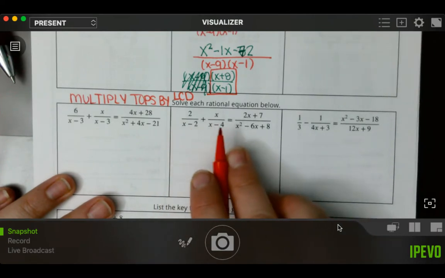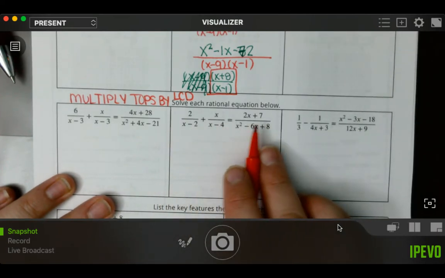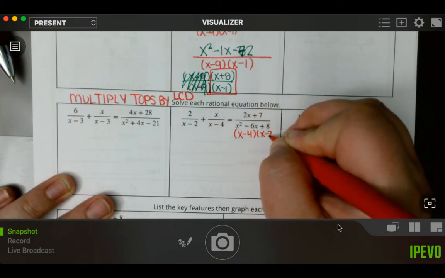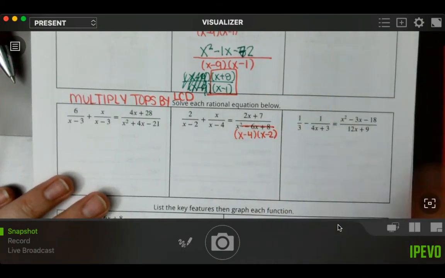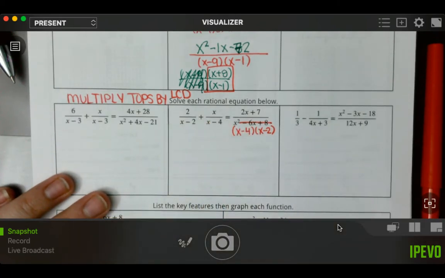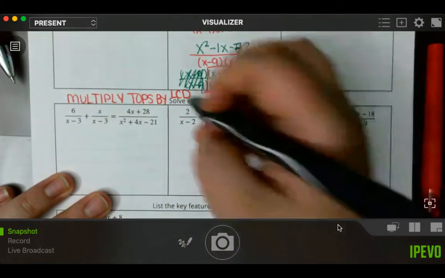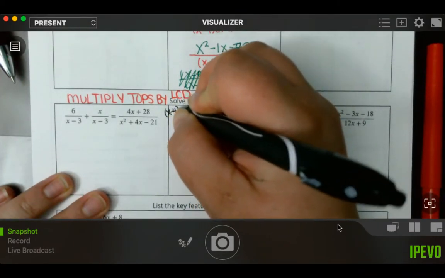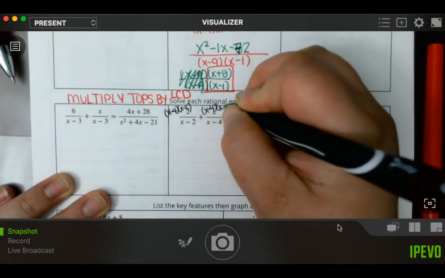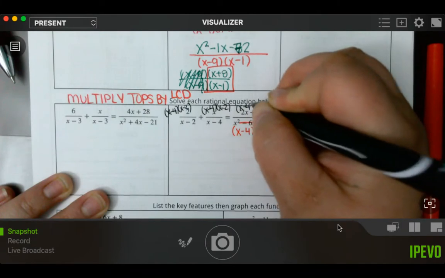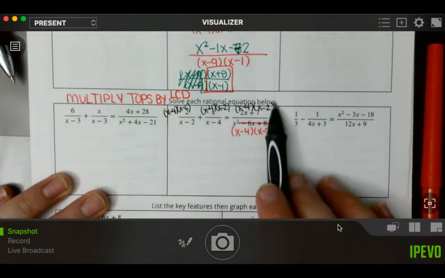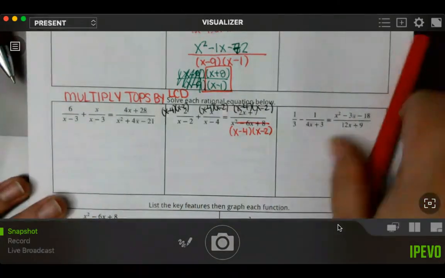This one's good to go. This one's good to go. Two numbers that multiply to 8 and add to negative 6 are negative 4 and negative 2. So my least common denominator is this, because it's just these two put together. So I'm going to multiply by that on the top of every fraction. I know that's kind of hard to see, but I'm just writing this on the top of every single one.